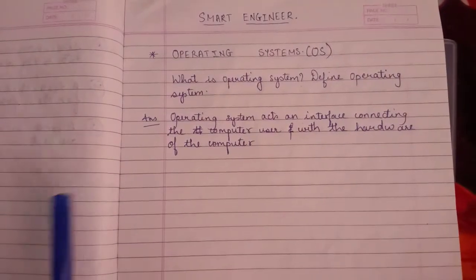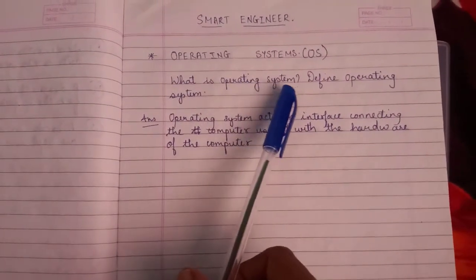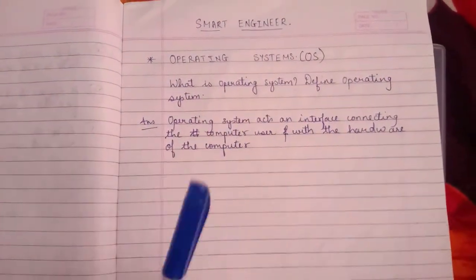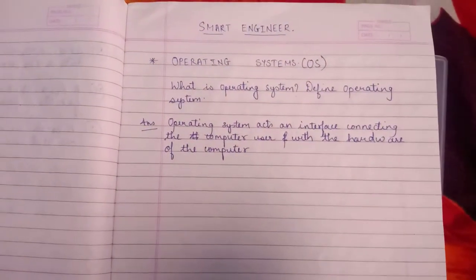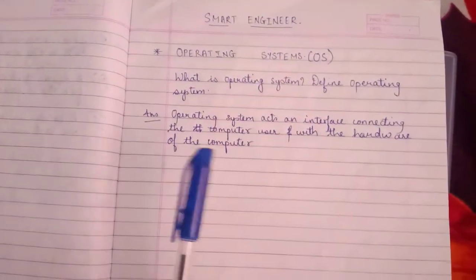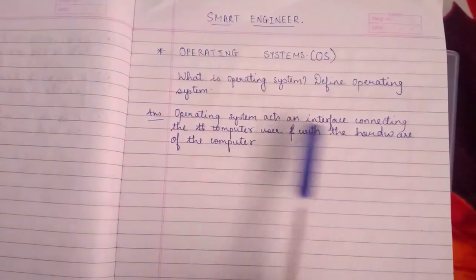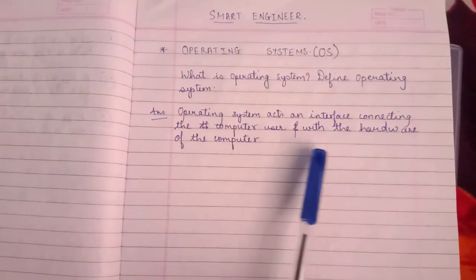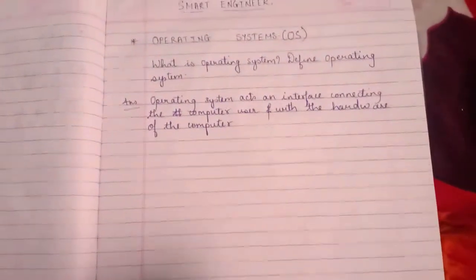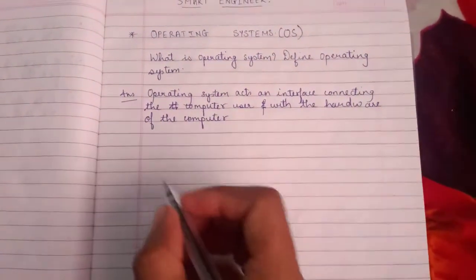Hello everybody, today we are going to learn what is operating system, the definition of operating system, and I'm going to tell you what are the examples of different operating systems. So the definition of operating system is: operating system acts as an interface connecting the computer user with the hardware of the computer. Let's understand this with the help of an example.